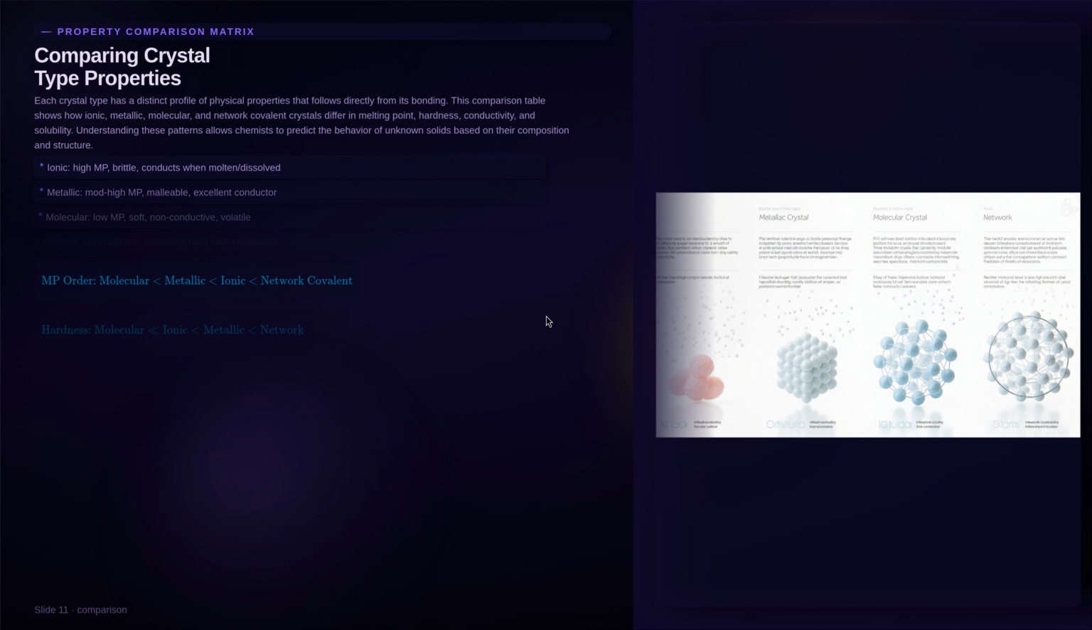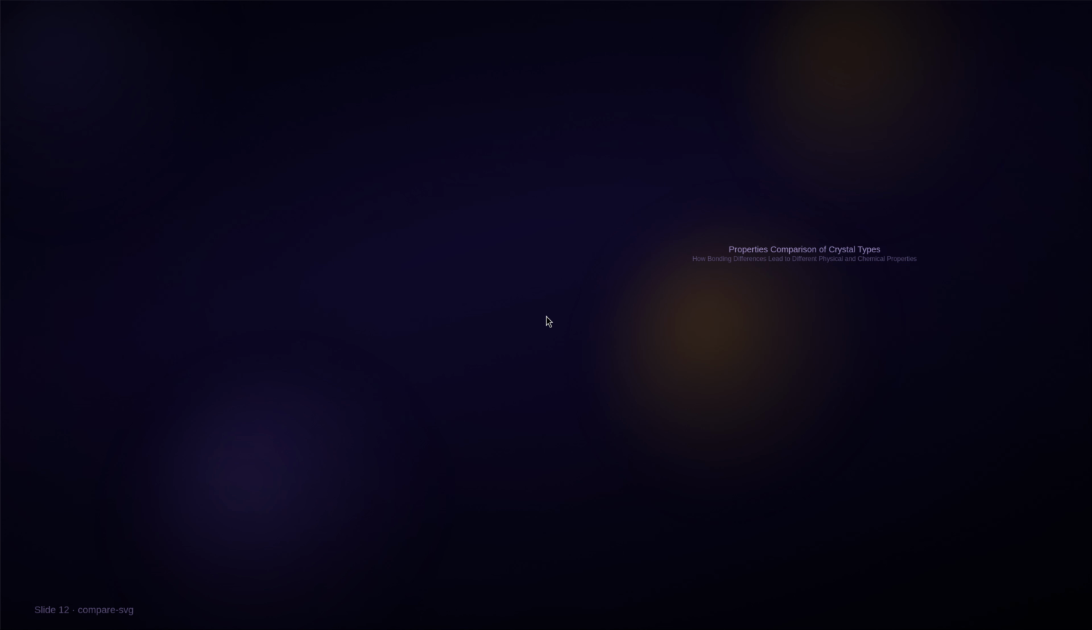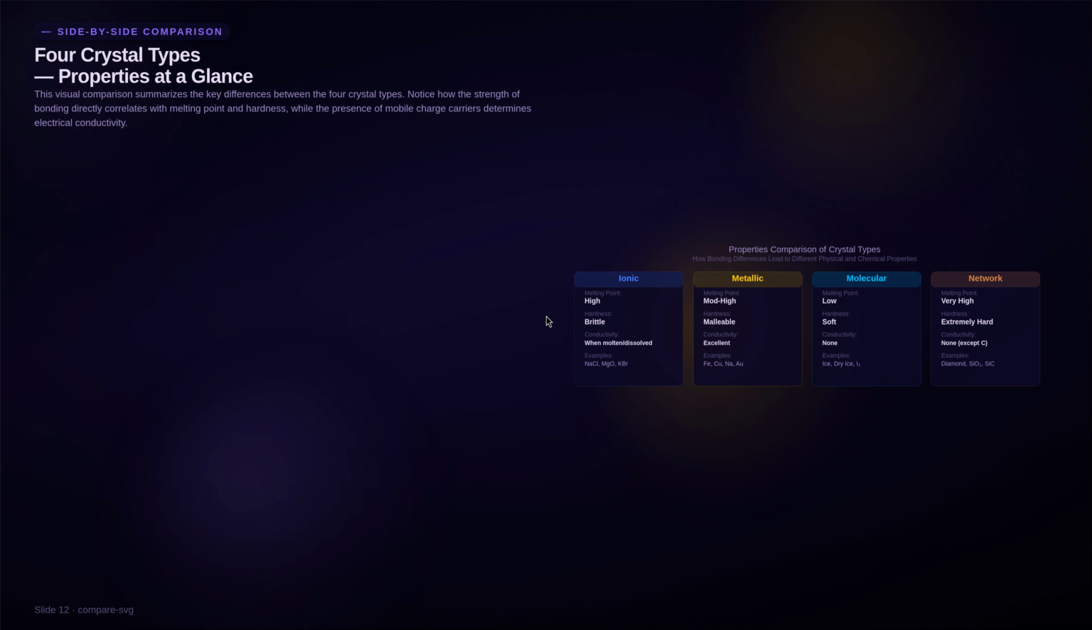Let us compare the properties of all 4 crystal types side by side. Ionic crystals have high melting points, are brittle, and conduct electricity only when molten or dissolved. Metallic crystals have moderate to high melting points, are malleable and ductile, and are excellent conductors. Molecular crystals have low melting points, are soft, and do not conduct. Network covalent crystals have extremely high melting points, are very hard, and are non-conductive. This visual comparison summarizes the key properties of all 4 crystal types at a glance.